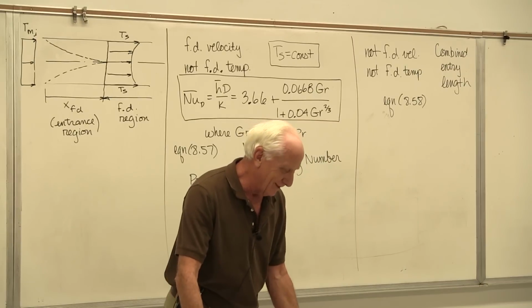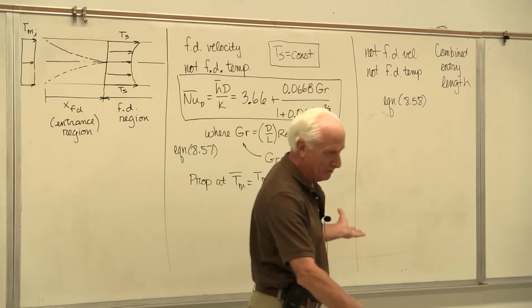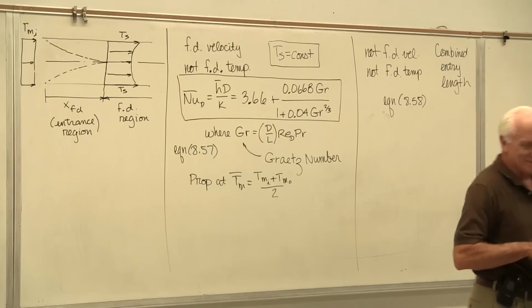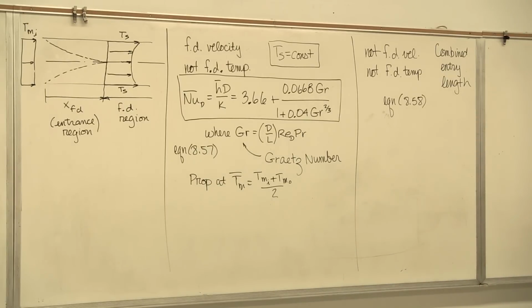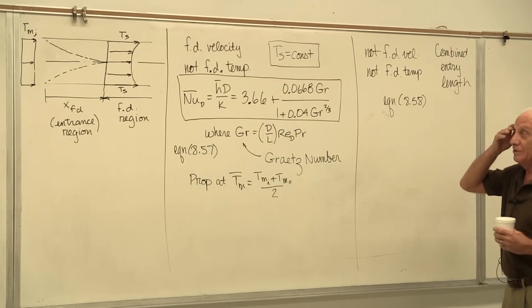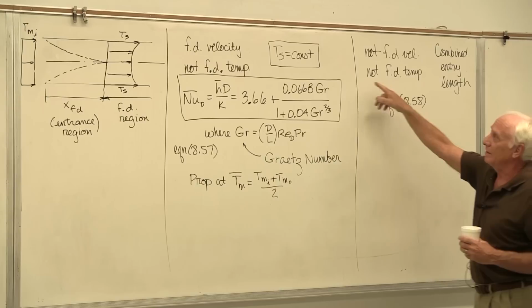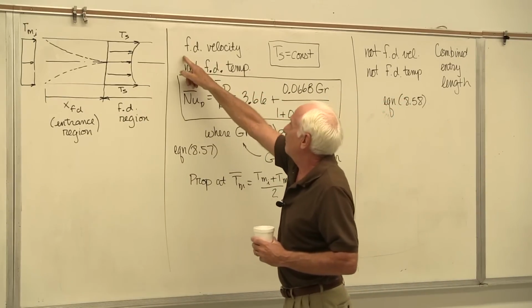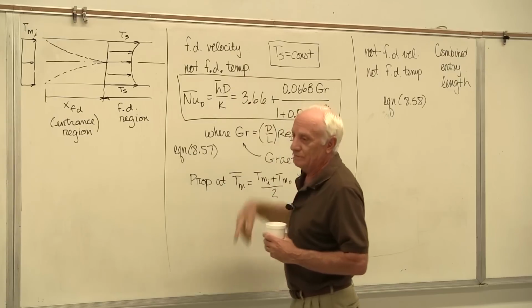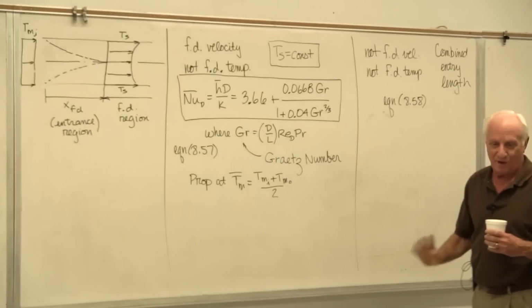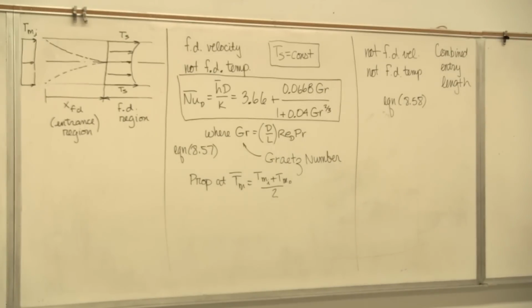That's your library. Plus, check those against what I put on the board and boxed. The ones I boxed on the board are also important. They might not be in that table. The other case won't occur. We're not going to consider it. It's the one which is not fully developed velocity, but fully developed temperature. So don't worry about that one. You won't see that on homework or an exam.